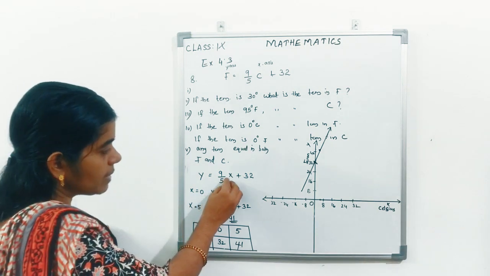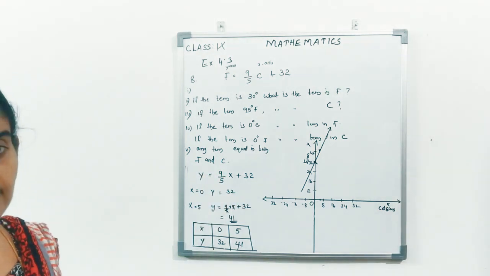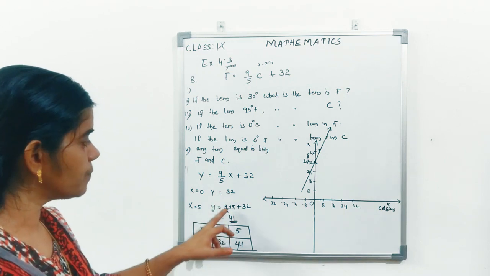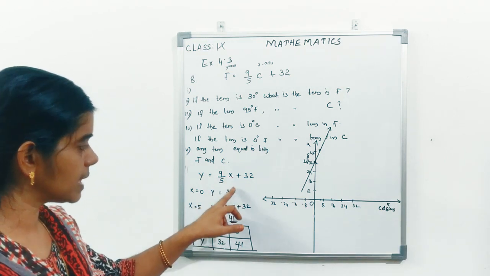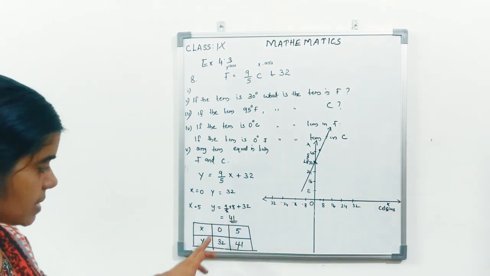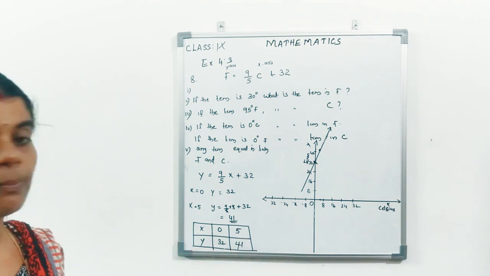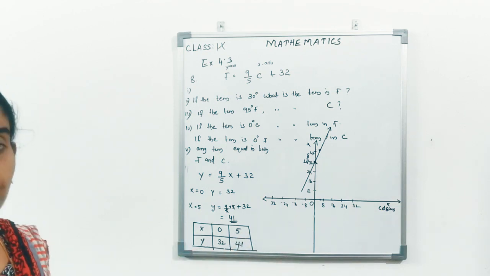Therefore you can give 5, 10 like that, values other than 1, 2. Because if next I give 5, then 5 and 5 cancel, and 32 plus 9, y will be 41. When x is equal to 0, y will be 32. When x is equal to 5, y will be 41. Then we got two values.